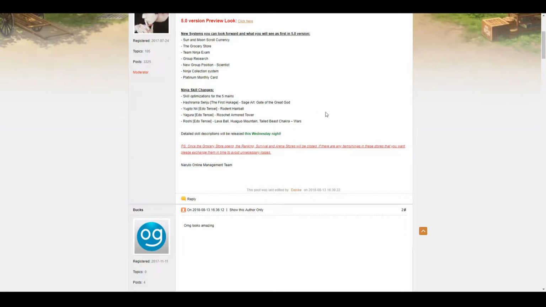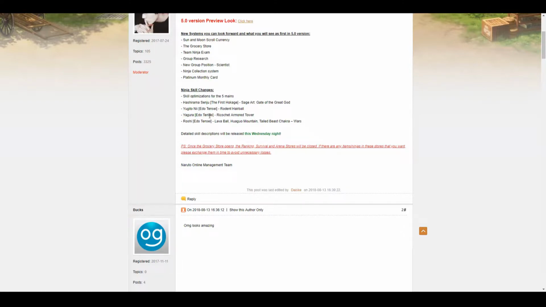Then you have Yukito Ni's Edo Tensei Rodent Hairball. It is her Ten Chase. I believe it's a Ten Chase, might not be. I'm not sure what the particular changes are. We're going to have to see, exactly.